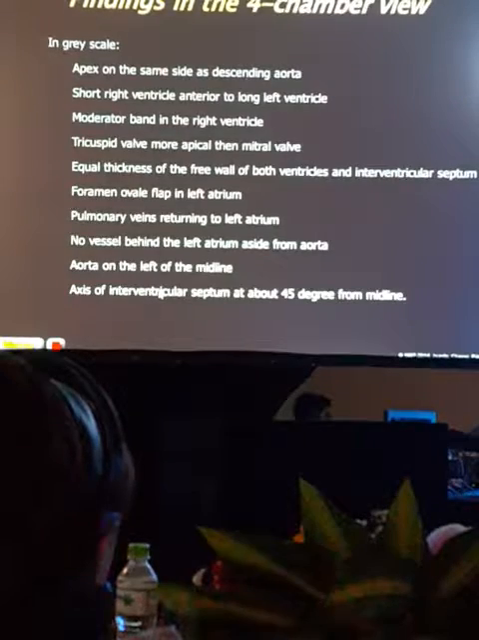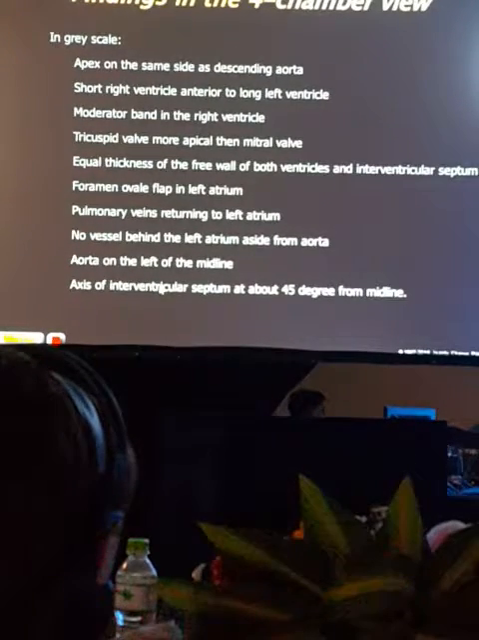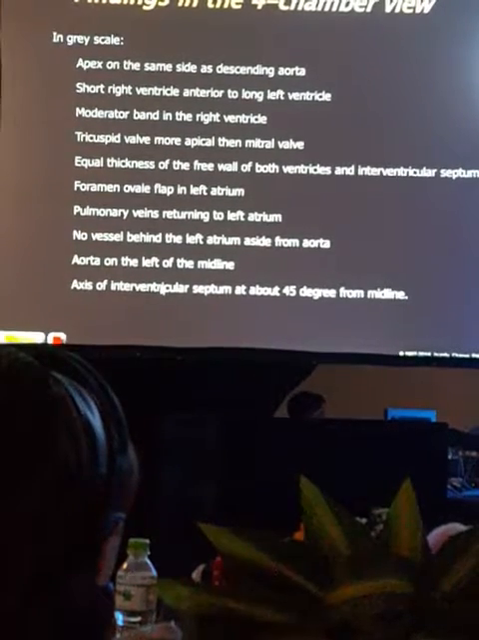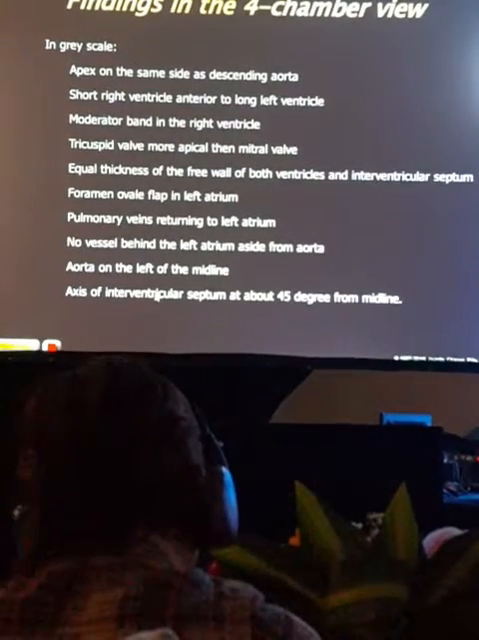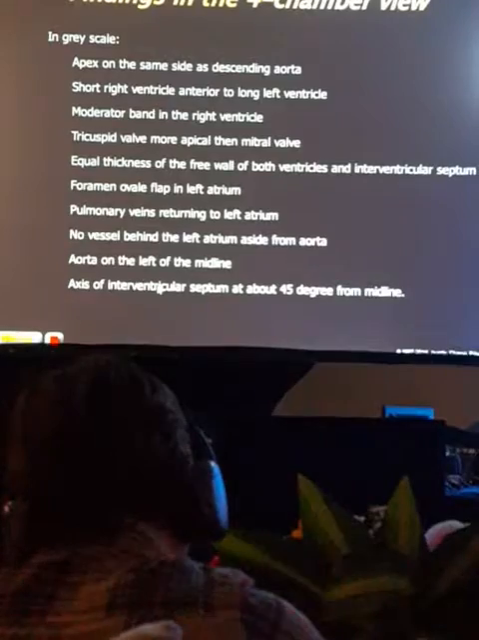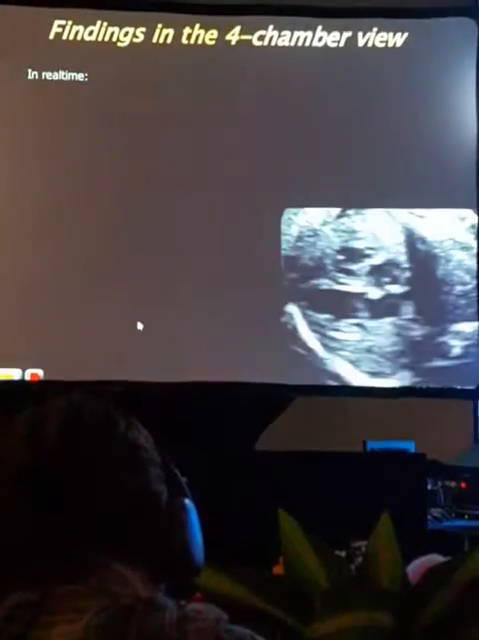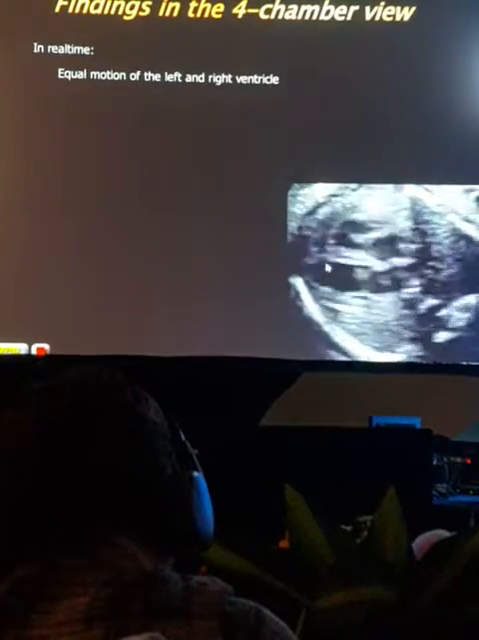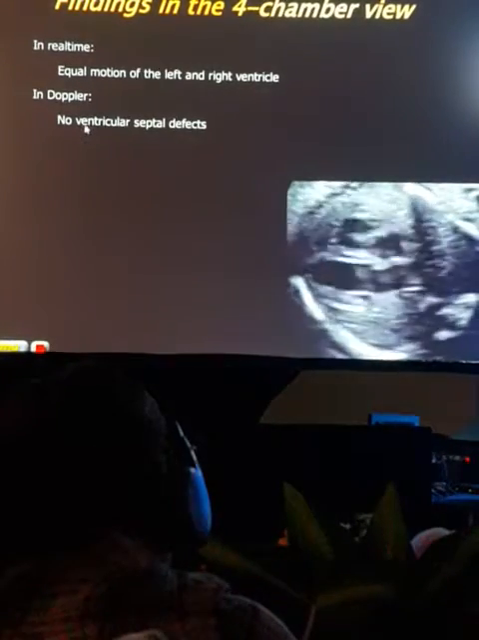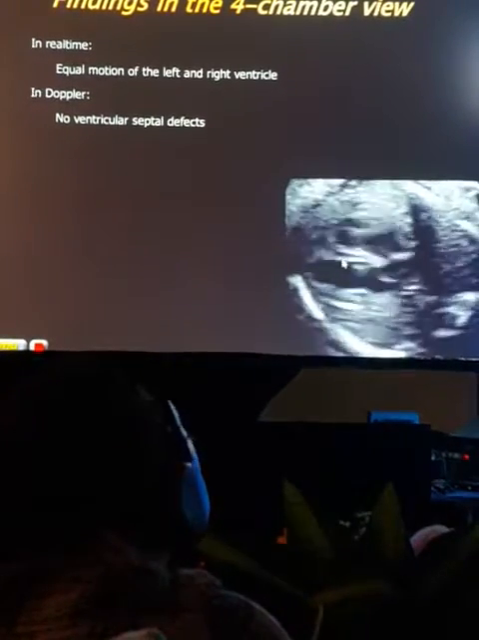If you don't have this routine in your mind, make a copy of this next to your monitor, and then check mark everything, and you do this for 50 exams, and after that, it will become routine. So, pay attention for at least 15 seconds. In real time, you want to see that they have equal motion on both sides. In Doppler, you want to see there's no ventricular septal defect.